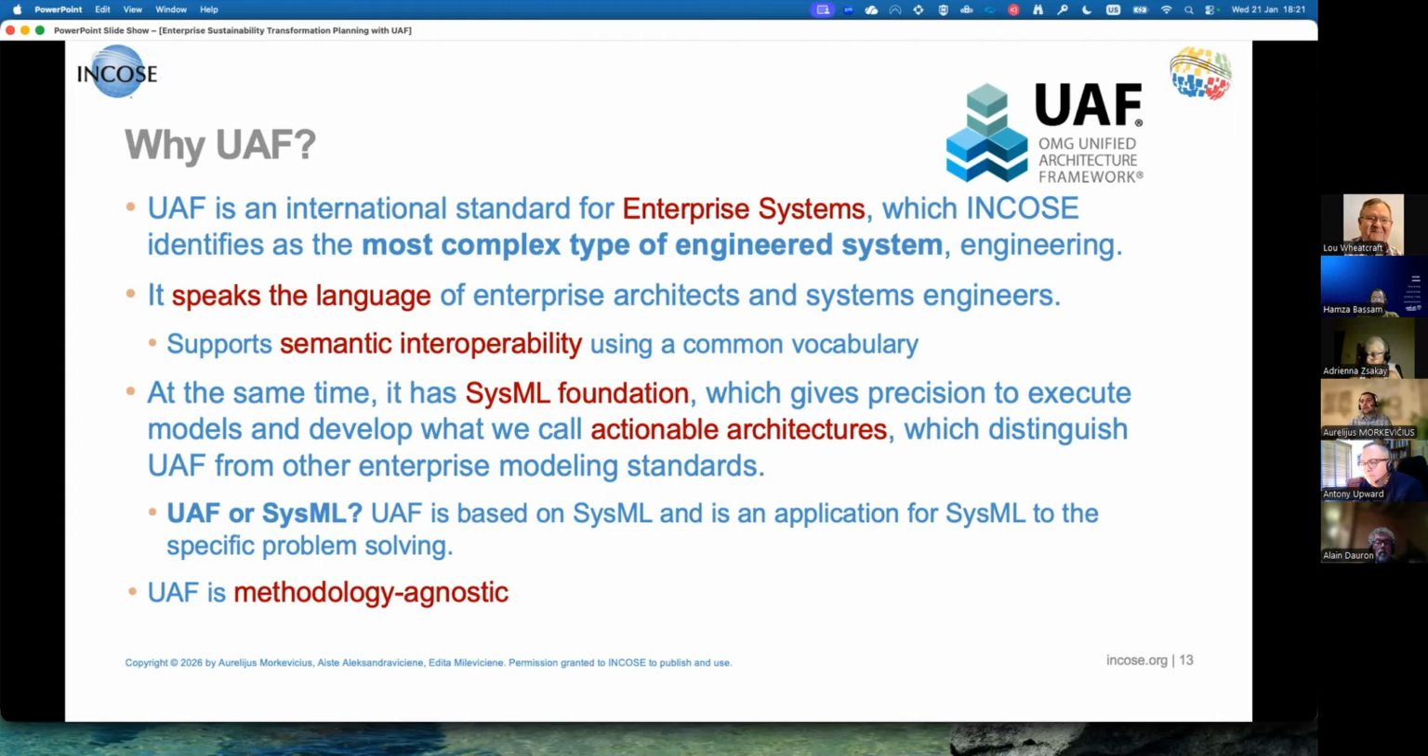But when I hear the question, do we want UAF or SysML? It's not the right question, because UAF is built on SysML, and this is where you get everything that SysML has, plus on top you get the vocabulary that people working in this area can understand and apply for their specific problem solving. And UAF is methodology agnostic, so the methodology really depends on what problem we're trying to solve.